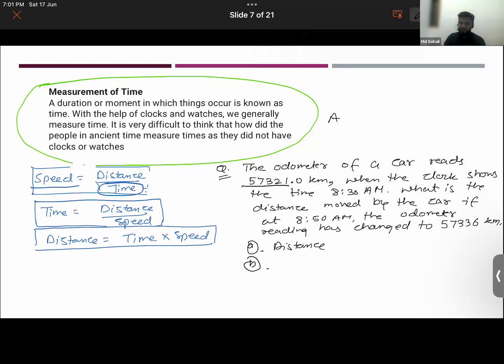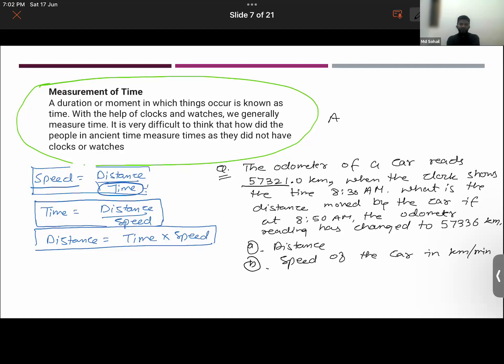Then next you need to find the speed of the car, in kilometer per minute. Okay, not in hour. So these are the two things you need to find in this question. The odometer shows 57,321 kilometer when the time was 8:30 am. Then at 8:50, the odometer changed its reading to 57,336 kilometer. So we can clearly find the distance from here, Mafaz.